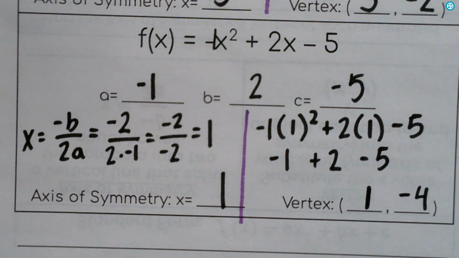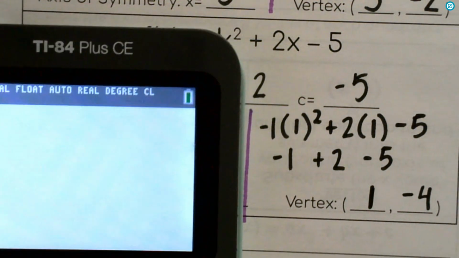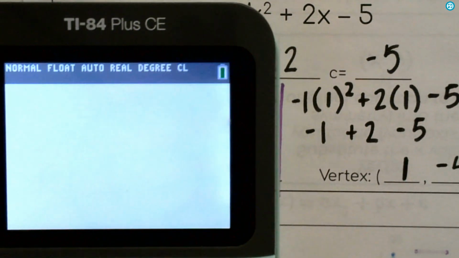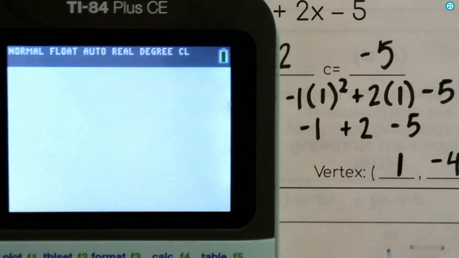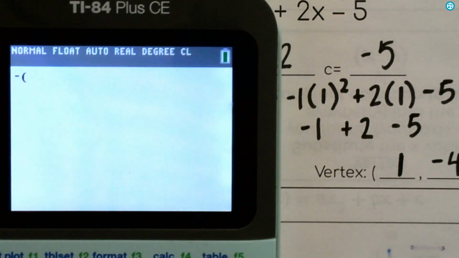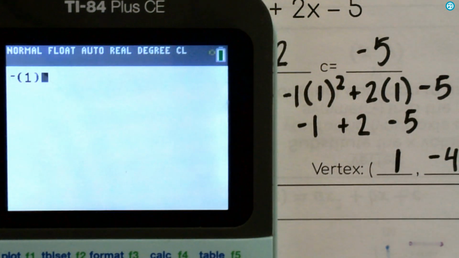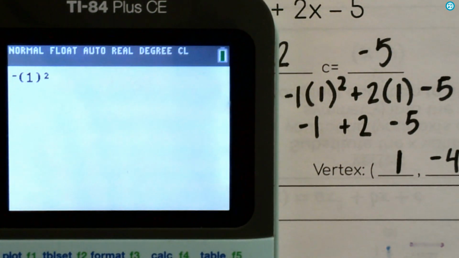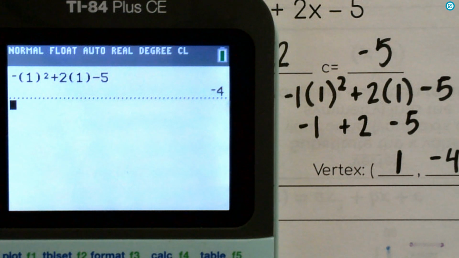If you wanted to do this in your calculator, you would have to either put that negative 1, or you can just put a negative in front of those parentheses. So I've got negative times 1 squared plus 2 times 1 minus 5. And I get negative 4.